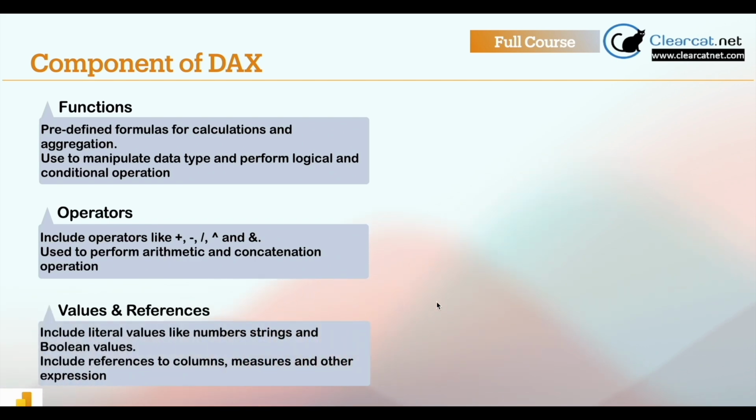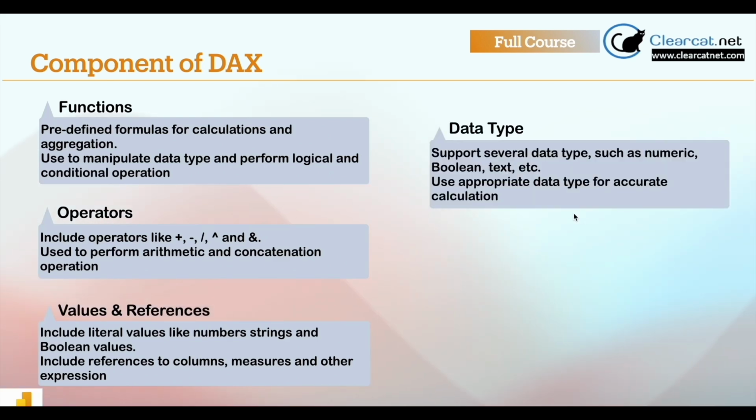Values and references include literal values like numbers, strings, and boolean values, and also references to columns, measures, and other expressions. Data type is a DAX component, and in DAX we have several data types like boolean, text, and numerical, used to get accurate calculation. It means we convert our data into an appropriate data type to get accurate calculation.